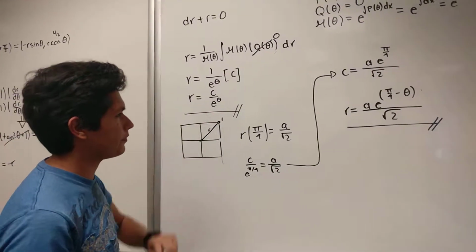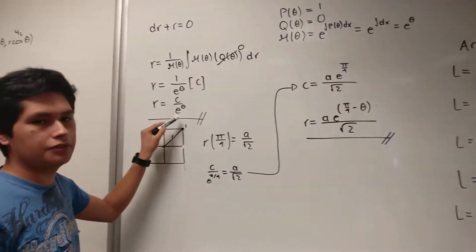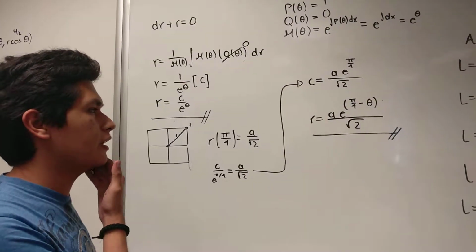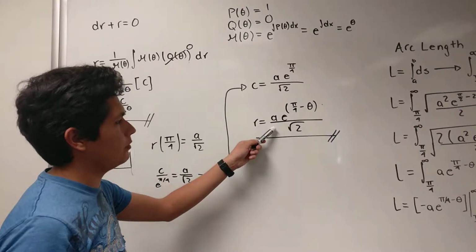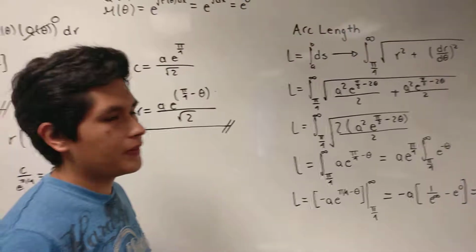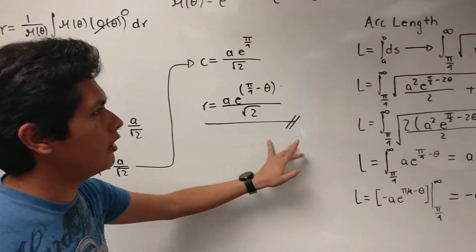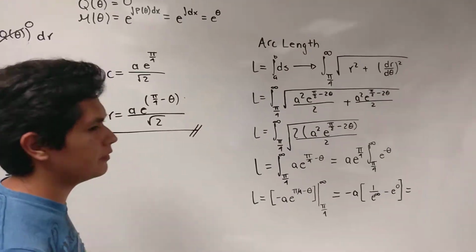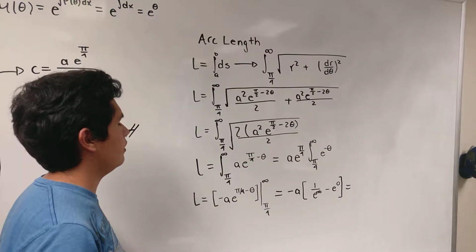Now from there we can substitute c in the original equation we got for this problem. And since e to the theta is on the bottom, we can rewrite it as a negative exponent on top, and we end up with this. Now, we use this formula to figure out the arc length. As we know, the arc length is the integral of ds on a definite range.